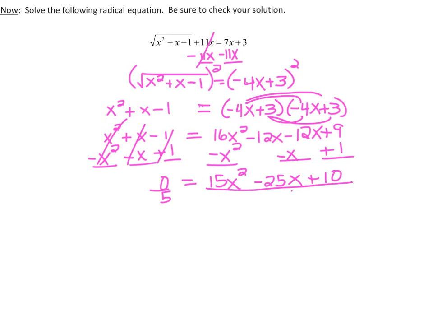Because remember, if it's an equation, whatever number you do, you don't want to ever divide by a variable, because then you're eliminating some of your answers. But here, whatever number I decide to divide the left-hand side of the equation by, as long as I do it to the right, I'm good to go. All right, so that leaves me with 0 equals, and then 15 divided by 5 is 3, so 3x squared. And then negative 25 divided by 5 is negative 5, so minus 5x. And then positive 10 divided by 5 is positive 2.